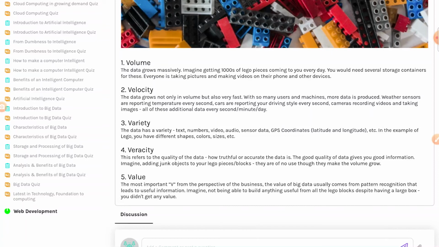So all these 5 V's, the volume, velocity, variety, veracity, and value, these 5 together are the characteristics of big data. Now that's all in today's class. I hope you understand this. Now you understand how to classify or judge whether data qualifies as big data. Again, as I said, it's all about volume, velocity, variety, veracity, and value.